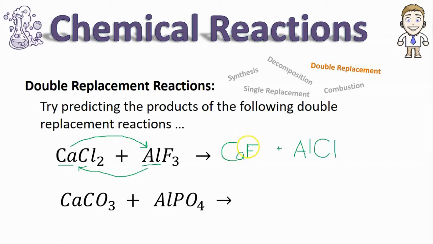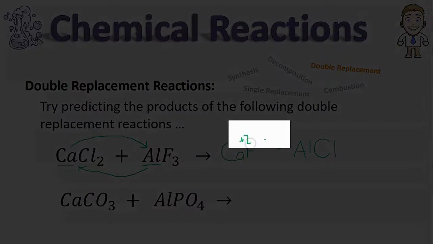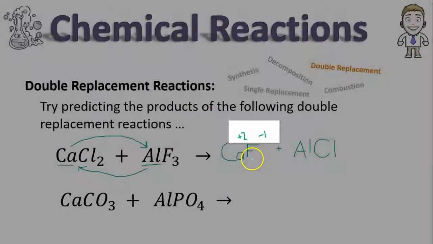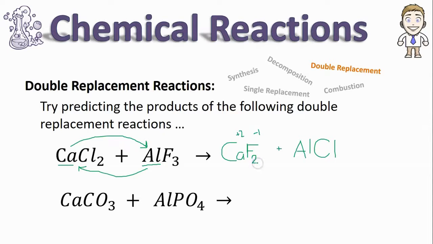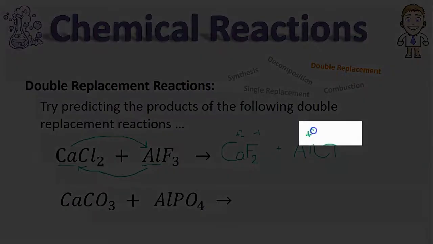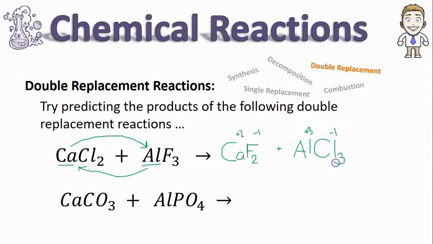To write these new product formulas properly, remember that we have to check the charges on each element. Calcium is a +2, fluoride's a -1, CaF2 is the proper formula. Same thing with aluminum chloride. Al is a +3, Cl is a -1, AlCl3, making my 2 products CaF2 and AlCl3.